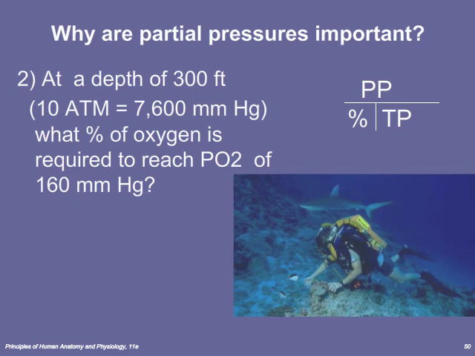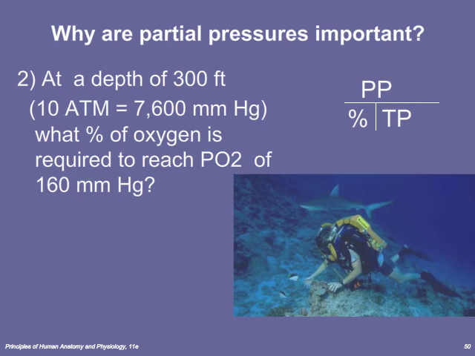Now let's take a look at another question. We have a diver here, and he's at 300 feet underneath the ocean. You should remember that 300 feet is equivalent to 9 atmospheres. So 300 divided by 33 equals 9, but you also have to remember that there's one additional atmosphere of pressure on top of that diver, and that's just the atmosphere of air that's sitting on top of the ocean. So in total, this diver is at 10 atmospheres, or 7,600 millimeters of mercury.